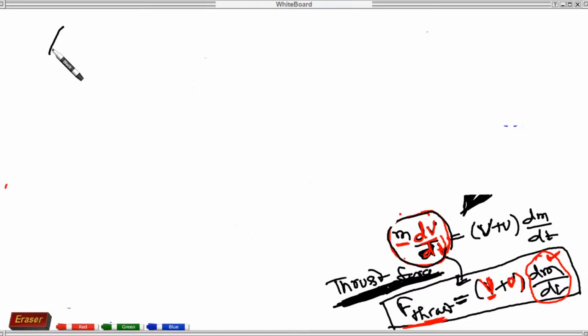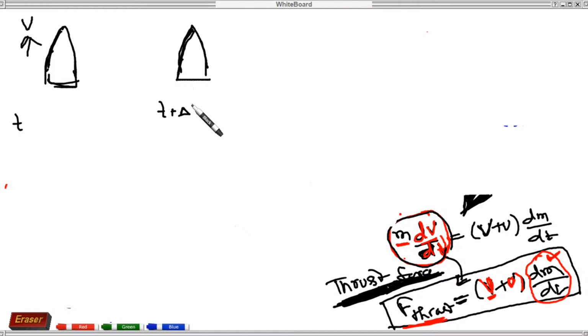What I told you is that this is your rocket moving with some velocity v at some point of time t, and at some time t plus delta t, some delta m mass came out in this direction with velocity u, and its velocity now becomes v plus delta v.